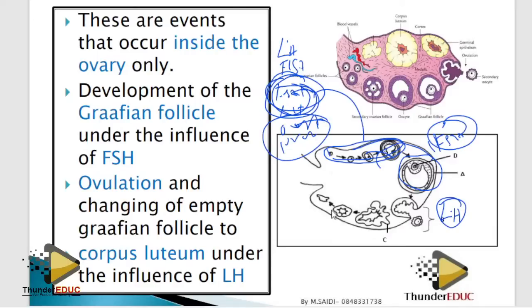Now, when this is developing, what's happening to it? It produces a hormone called estrogen. We don't want to know the function of estrogen here; we shall know it in the uterine cycle. Then this one, which hormone does it produce? It produces progesterone. Uterine cycle is done. If you read here, it is what I've said: development of the Graafian follicle under the influence of follicle-stimulating hormone, ovulation occurs, and then the empty Graafian follicle changes to corpus luteum.